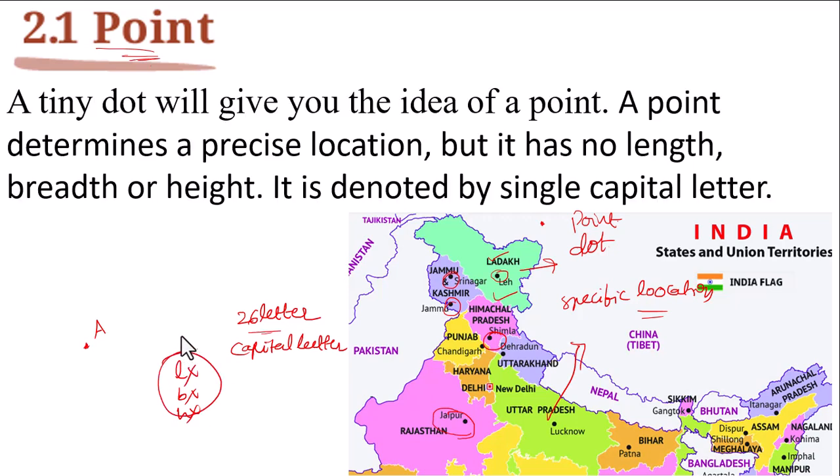Once again we will see the definition. A tiny dot will give you the idea of a point. A point determines a precise location, but it has no length, breadth or height. It is denoted by a single capital letter. So I hope you understand about the point. Next we will see the line segment.